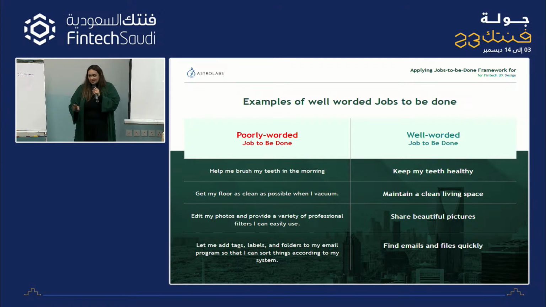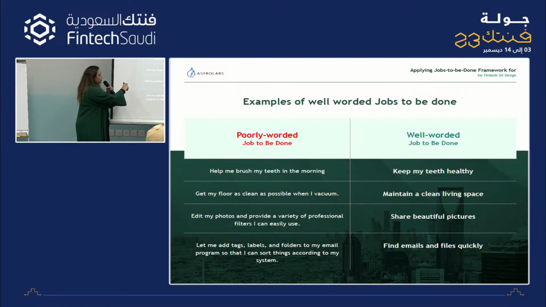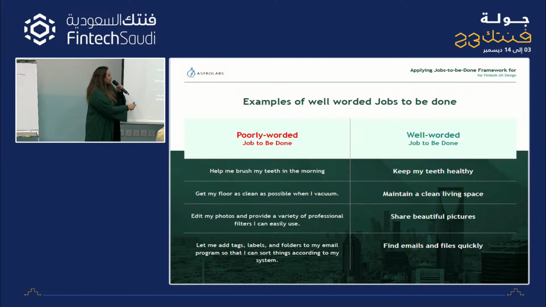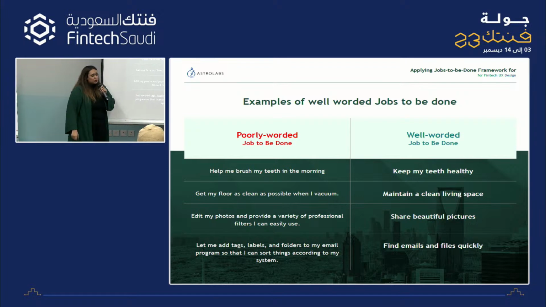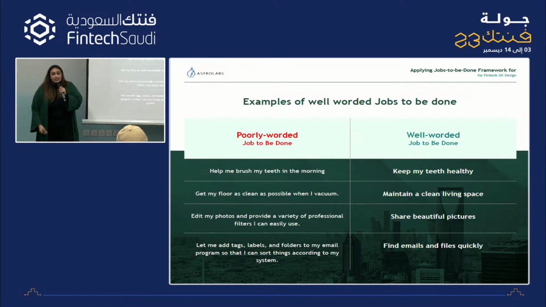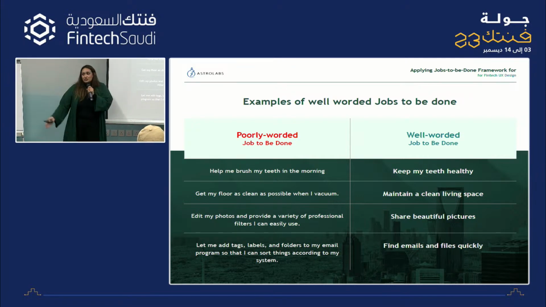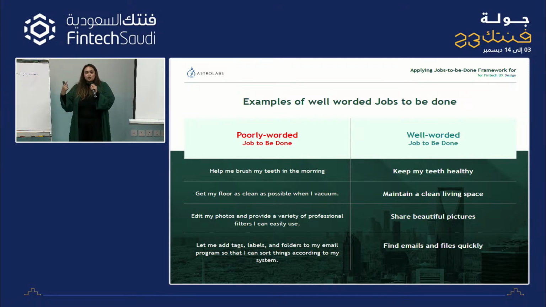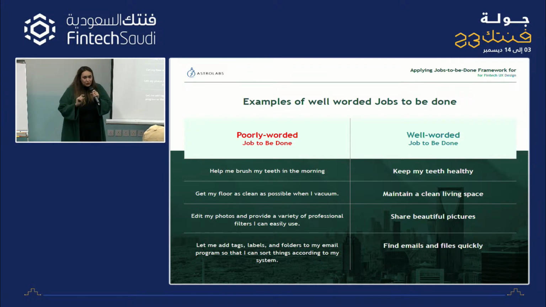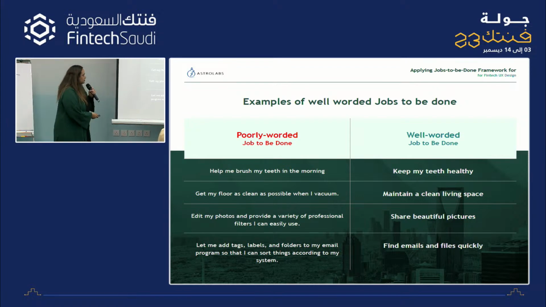Does that make sense? Okay, so I'm buying a mop, so I can get my floor as clean as possible when I vacuum. Is this the purpose? Okay. I want to maintain a clean living space. I can use a mop, I can use a robot, I can use anything I want, right? So solutions will change, products will change, but the outcome, the job to be done will never change. But you have to identify it and say it properly, because if you say it properly, then you can always create new solutions for it. Is that clear? Okay, let's go to the next one.